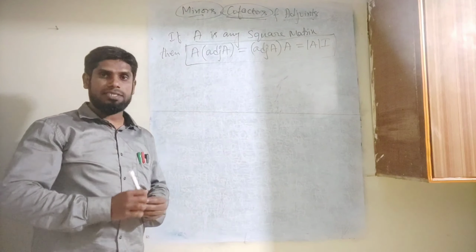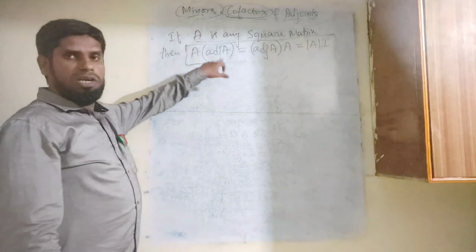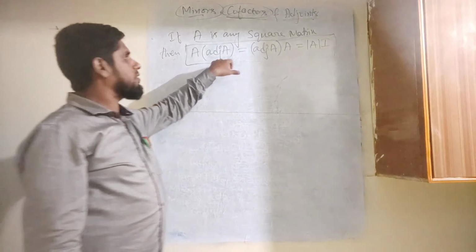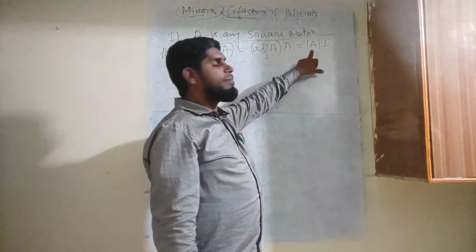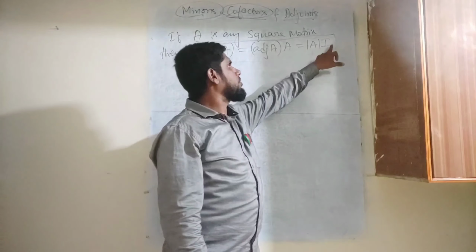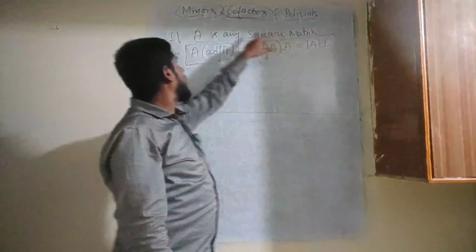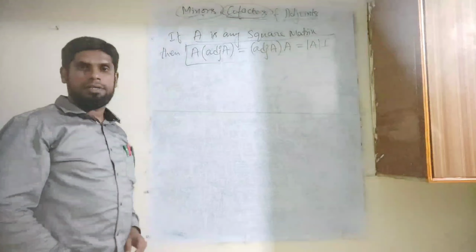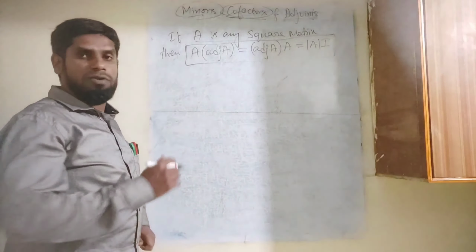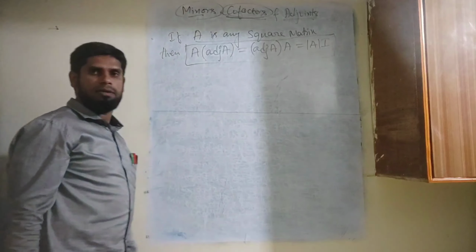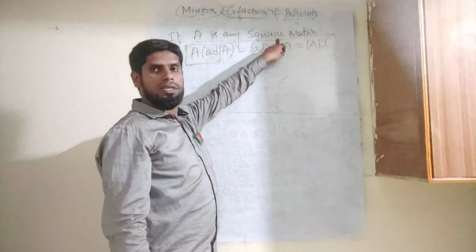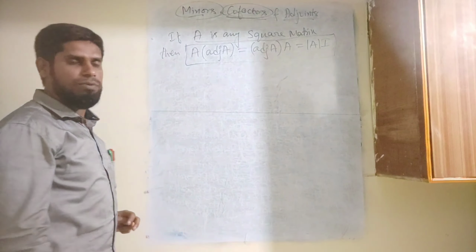So what does this property say? A into adjoint A must be equal to adjoint A into A, and that should be equal to the determinant of the matrix A into the identity matrix of the same order. Now let us take one problem to verify this property. Is that any square matrix? Let us take a 2 cross 2 matrix now.